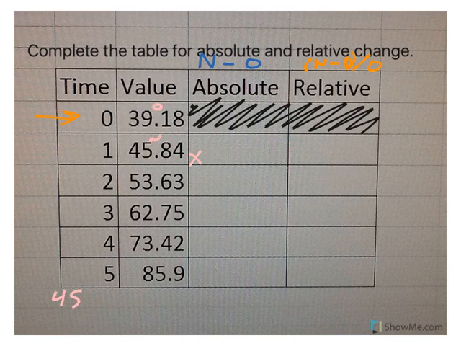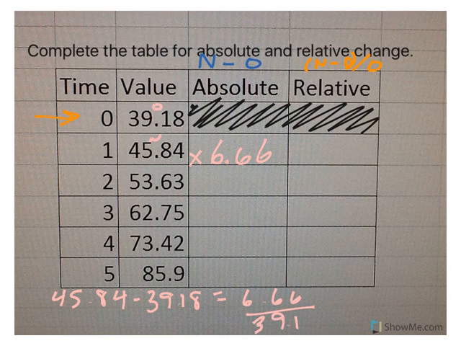So 45.84 minus 39.18, and I get an absolute change of 6.66. Then I take that answer, that's 6.66, and to find the relative change, I divide by the old value, which is 39.18. And that gives me a relative change of 0.17. Now, we definitely talked about relative change being percentages, so you could talk about this as 17%, right?